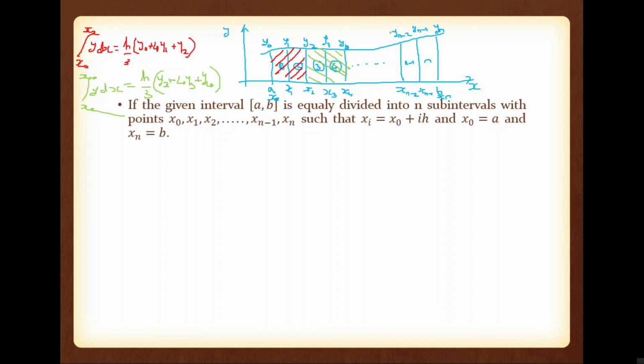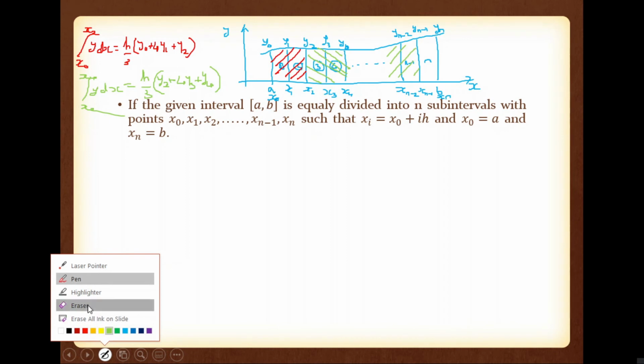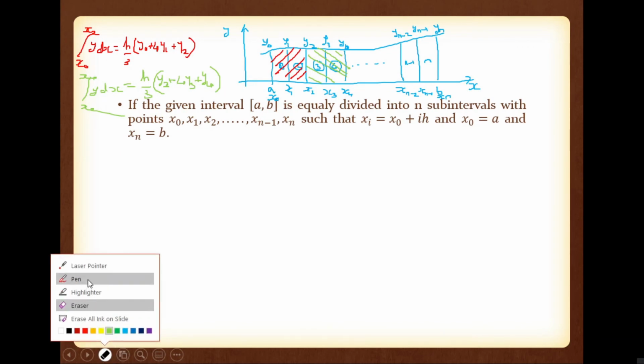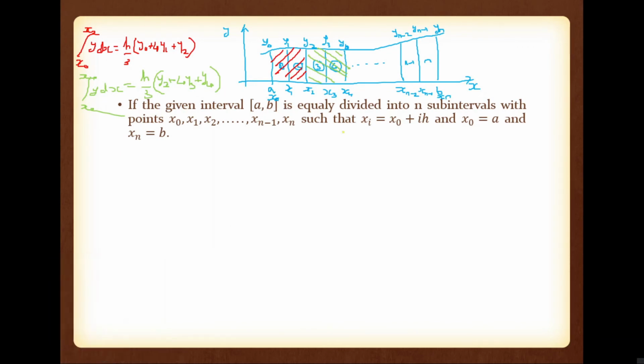That is not possible. So if n is not even, then we will combine these two subintervals, and then one remaining subinterval will be left. Okay. If n is even, what will happen? If n is even, then we can combine the last two subintervals. Okay, like this one. We can combine these two. So this is possible if and only if n is even.